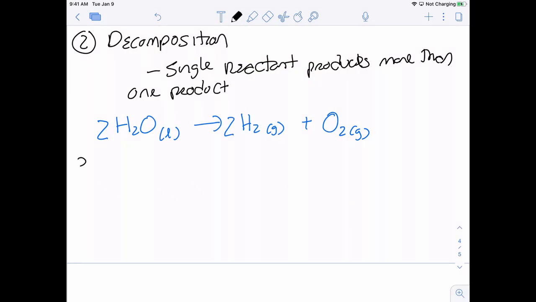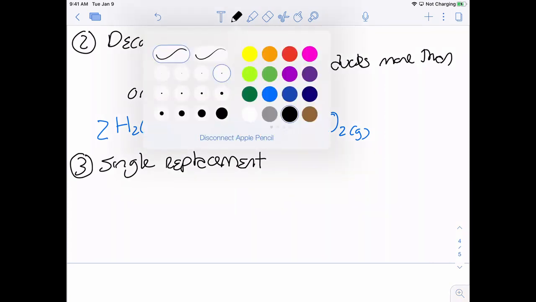We're going to look at a single replacement next. So with this one, what we have is an actual just single atom. You can have more than one of them, but it's not bonded to anything. So just copper. I could have 2 copper, but it's not copper in a compound, it's just copper. And then I have a compound. And what's going to happen is the one that's single is going to replace one of the atoms that's in that compound.